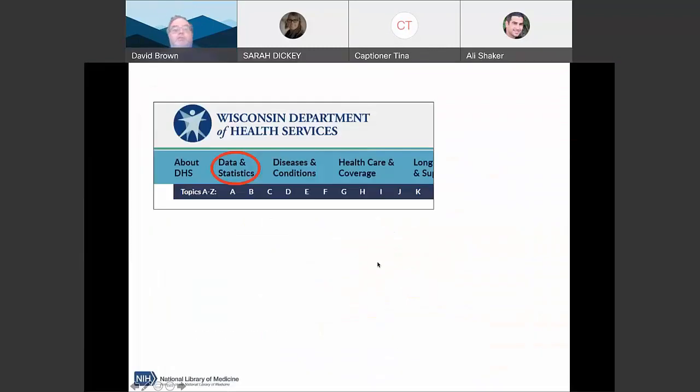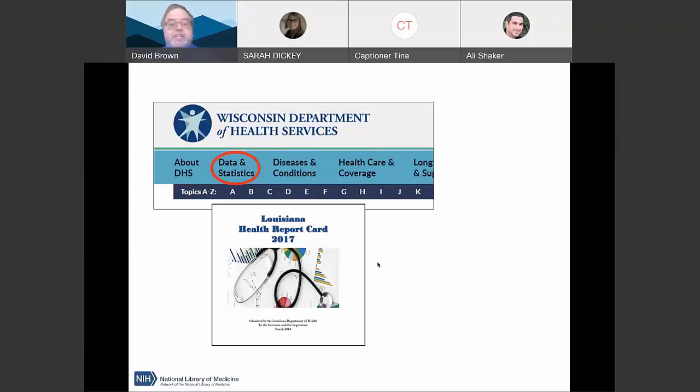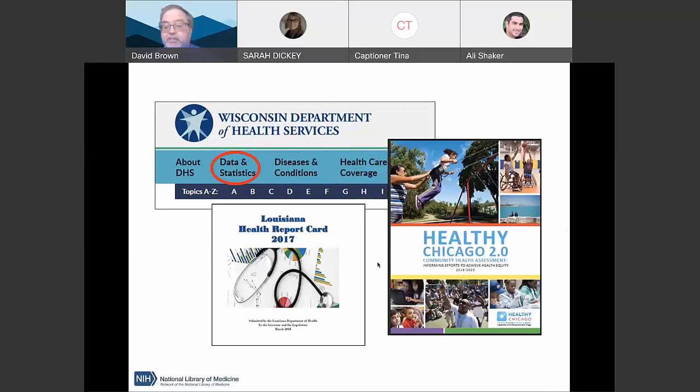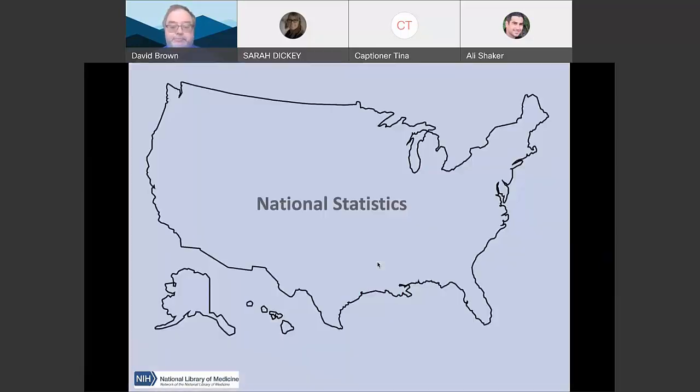Now, there are local and state locations. If you go to the Wisconsin Department of Health and Human Services, they're going to have a section on data and statistics. Or if you're looking at the state of Louisiana, there's a Louisiana Health Report Card from 2017. Or there's even city level things like Healthy Chicago or Healthy New York City or Healthy Los Angeles. Again, different places to look, ways to find information very specific to local information. If you're looking more nationally, you're going to go more for CDC and NIH information. If you're going locally, there might be some local information that has been compiled and used by the state and local health departments to give you high quality information.